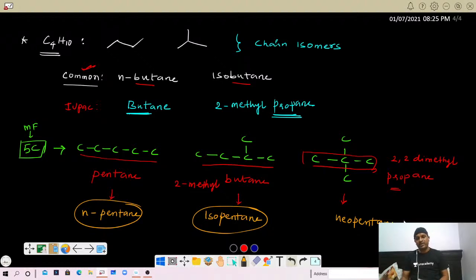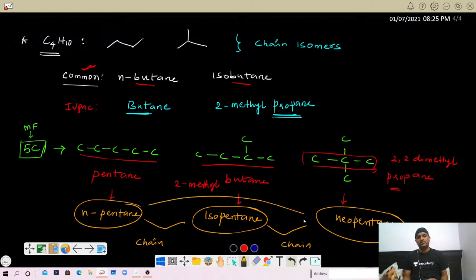Are isopentane and neopentane what type of isomers? It means n-pentane, isopentane and neopentane are which isomers? Chain isomers. These two are chain isomers. Even the first and third also. These two also, which isomers here? Chain isomers. Hope you understand.